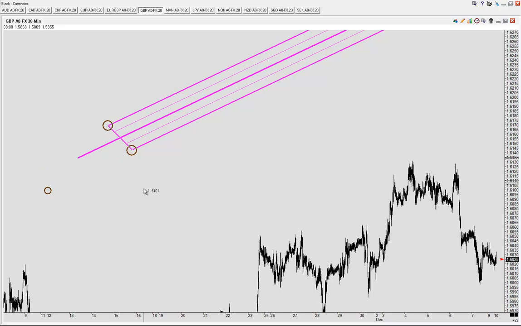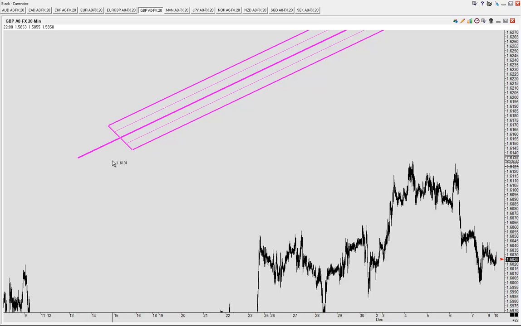Let me get rid of some of these circles. So another way of looking at it is this. If you draw a line from your A to your B, it will be 50% of the way along that line. Does that make sense? So if you're looking at a modified Schiff pitchfork, that's all it is. It's a pitchfork where the A has been moved 50% of the way from the A towards the B in a straight line.